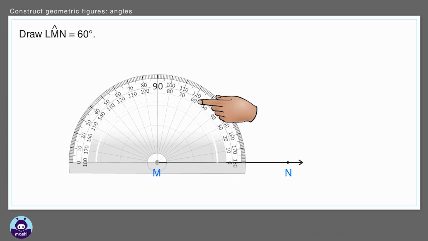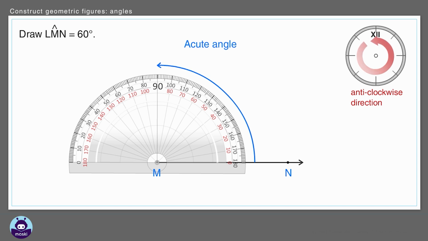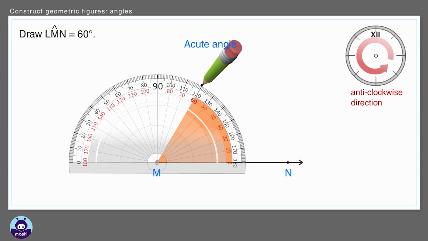Since 60 degrees is less than 90 degrees, it is an acute angle. Hence, we will use the inner scale of the protractor. We start at 0 degrees and count around the curved edge of the protractor in the anti-clockwise direction. We count the tens on the inner scale from 0 degrees and stop at 60 degrees and mark the point.